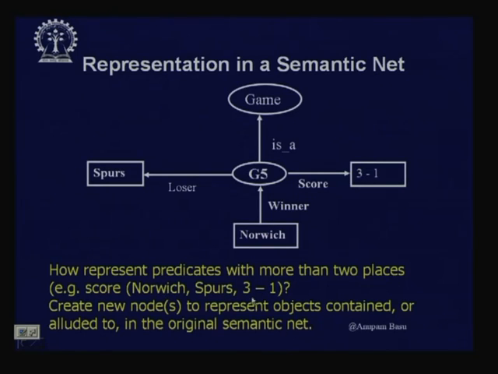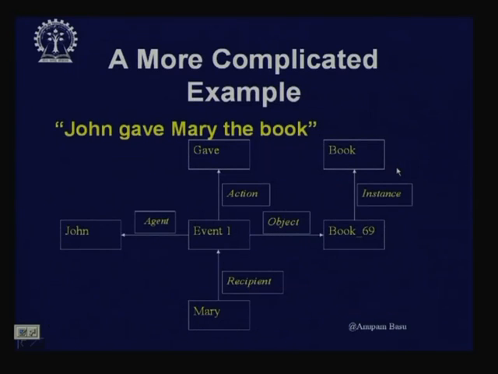But whenever we need to represent three-place predicates, I need to create a new node. This new node had to be created, you see. Otherwise, I could have just said game. In this game, there is a winner and a loser. I could have said Spurs and this. But the score of different games will differ. So I may need to create a particular node which will specify the additional fact. We will see some more examples from here.